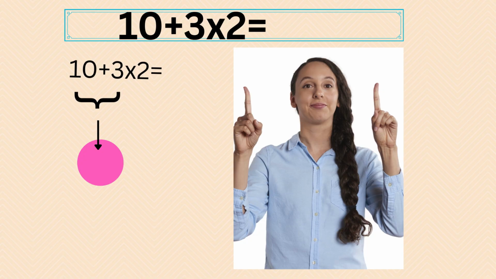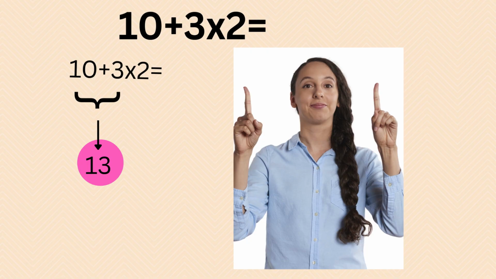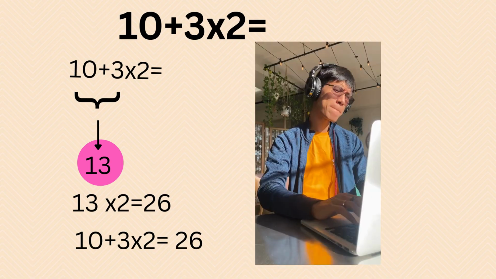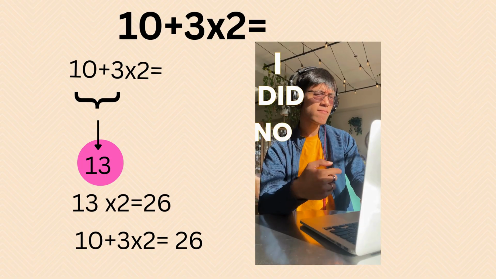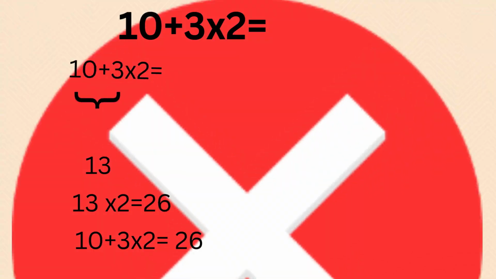Let's write that down. And now we have 13 multiplied by 2. 13 multiplied by 2 equals 26. Therefore 10 plus 3 multiplied by 2 is 26. I am so smart. Not really.